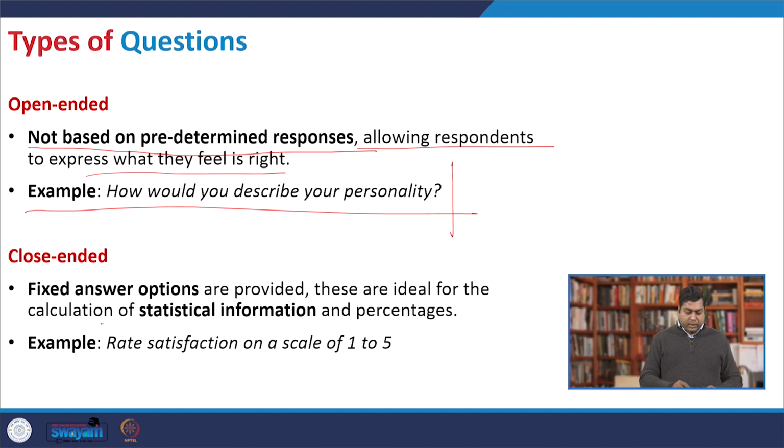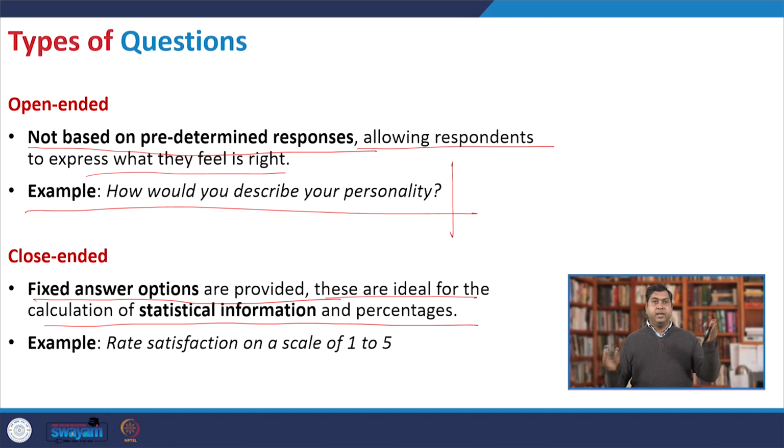Now coming to the close-ended, fixed answer options are provided. These are ideal for the calculation of statistical information in terms of percentage. That's why I am saying that if you have a survey questionnaire and you want to understand the current occupational status of that particular sample, you give options like up to 10, 10 plus 2, undergraduate, postgraduate and above. So like that you can give some sort of range of answers and you want to capture them in this.